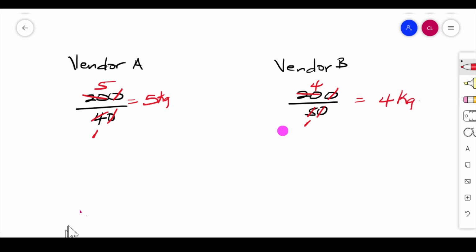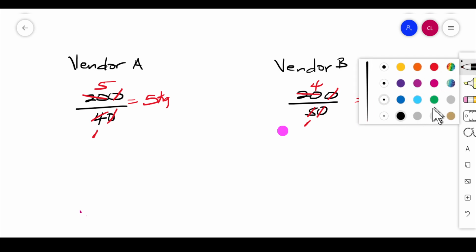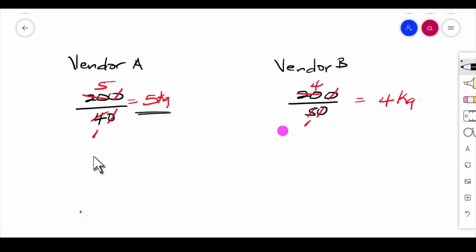Okay. Now, the question says, from which vendor should he buy? I think that he should buy from vendor A because he gets 5 kilograms here, and 5 kilograms would be more than 4 kilograms. Even if these are larger in size, they still don't weigh more than 5 kilograms.